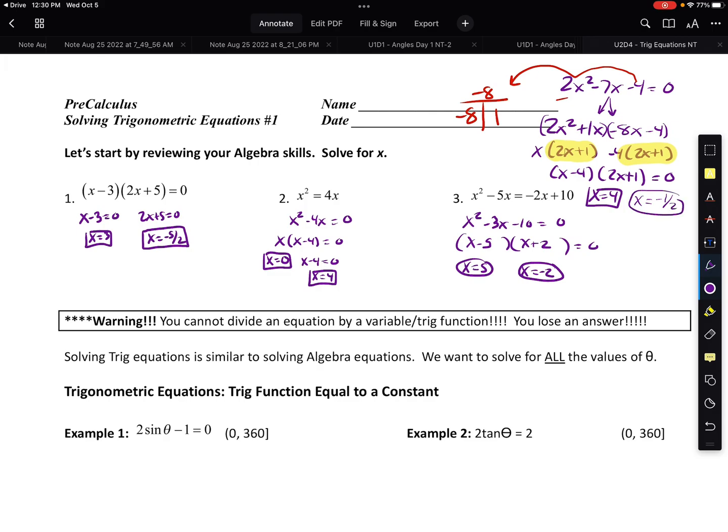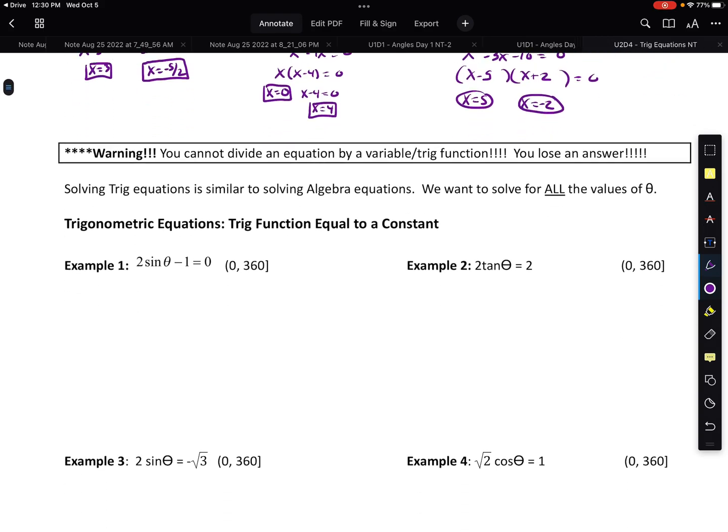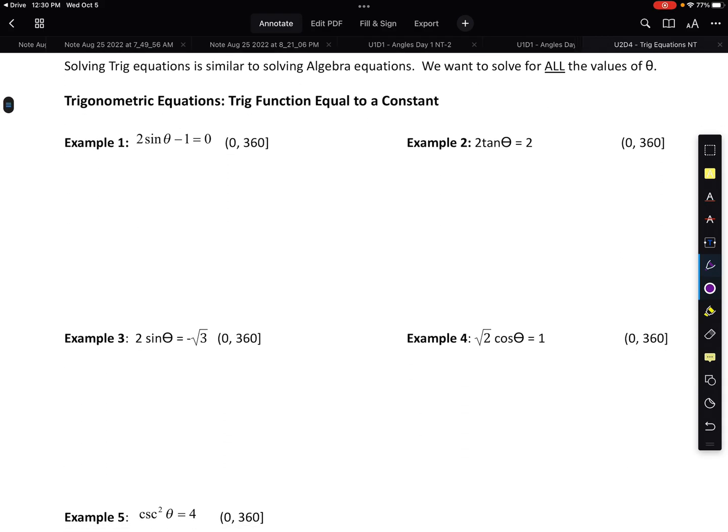All right, so there's the algebra review. Now we tie into what we're doing here. So having some basic problems. So if I were to solve for sine, I would add 1 divided by 2. Sine theta equals 1/2. Now this tells us that our answer here is between 0 and 360. So this is where we jump to our unit circle. Where on the unit circle is sine 1/2? Well, theta equals 30 degrees and theta equals 150 degrees.